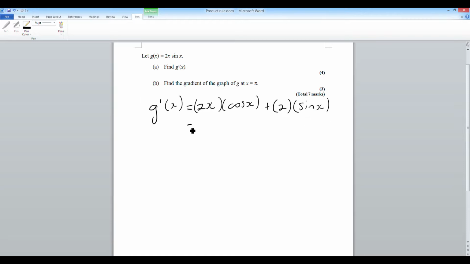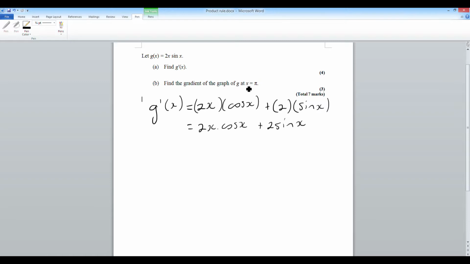I can simplify this if I wanted to without the brackets. 2 cosine of x plus 2 sine of x. So every time that I find the derivative of a function, this derivative is the gradient of the function at a point. So for part B, when they say find the gradient of the graph of g at x is equal to pi, so we have the gradient, and now we can find the gradient at a certain point.